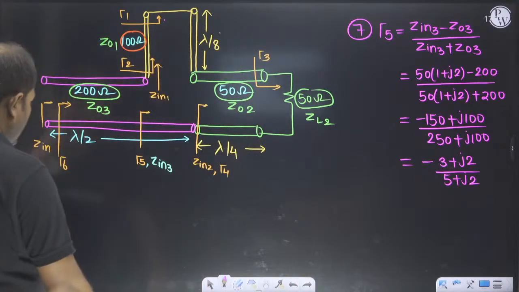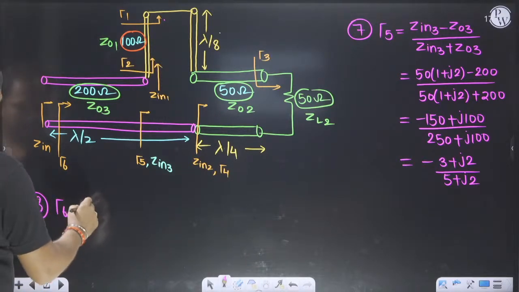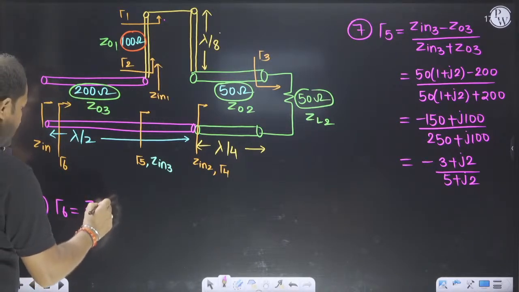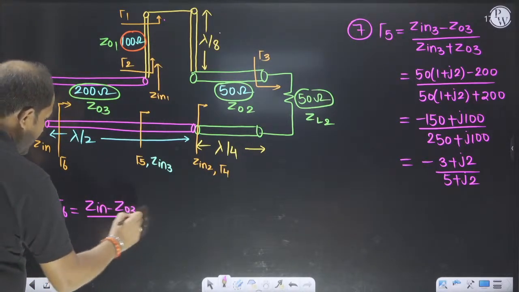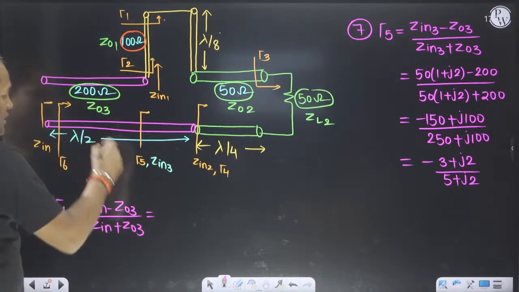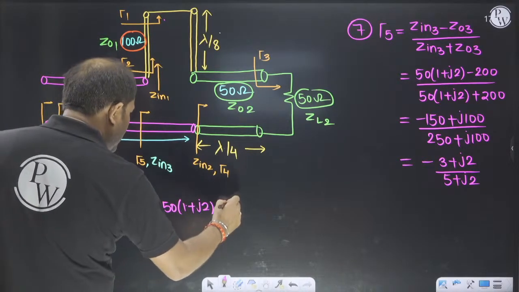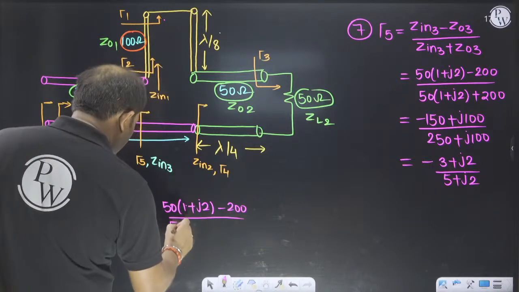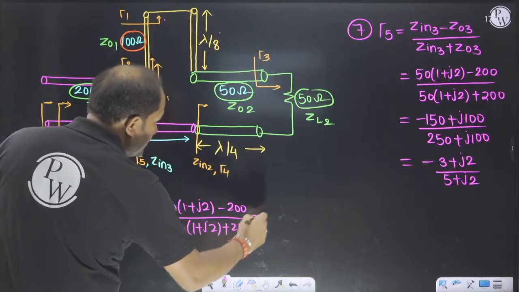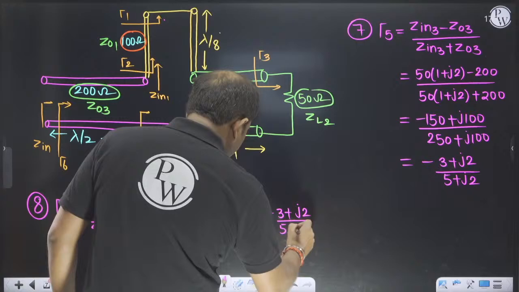After that, gamma 6 will be Zn minus Z03 divided by Zn plus Z03. So this is the question. Zn is how much? Zn is 50 into 1 plus j2, minus 200 divided by 50 into 1 plus j2 plus 200. What will be the answer? The answer will be the same, that is minus 3 plus j2 divided by 5 plus j2.